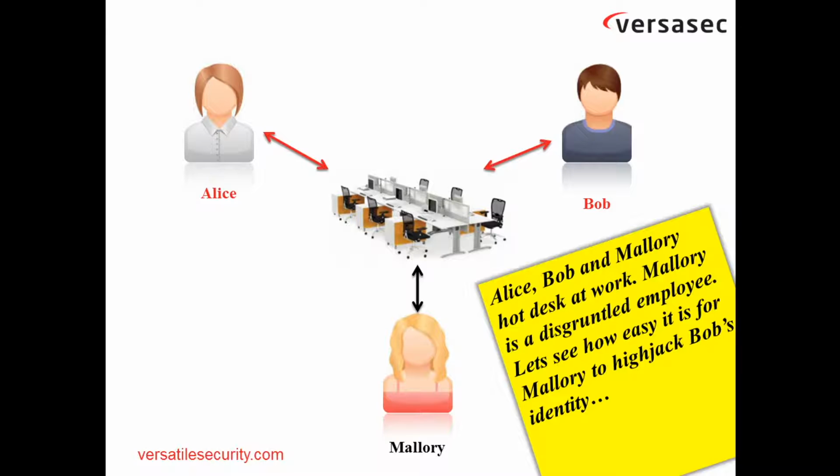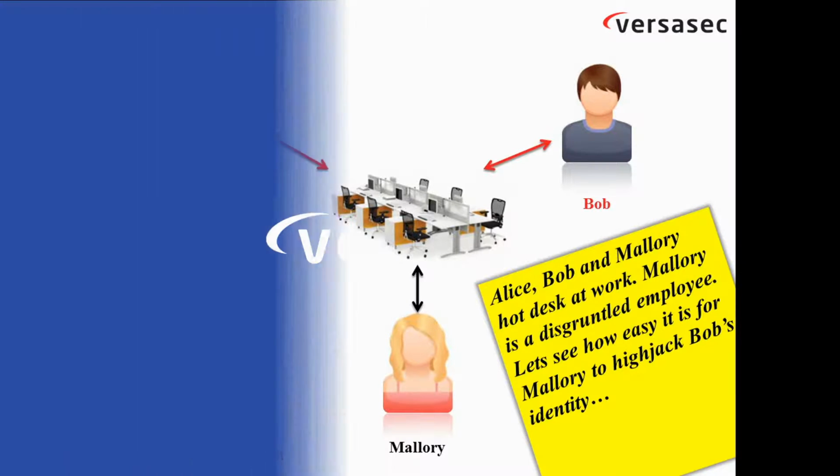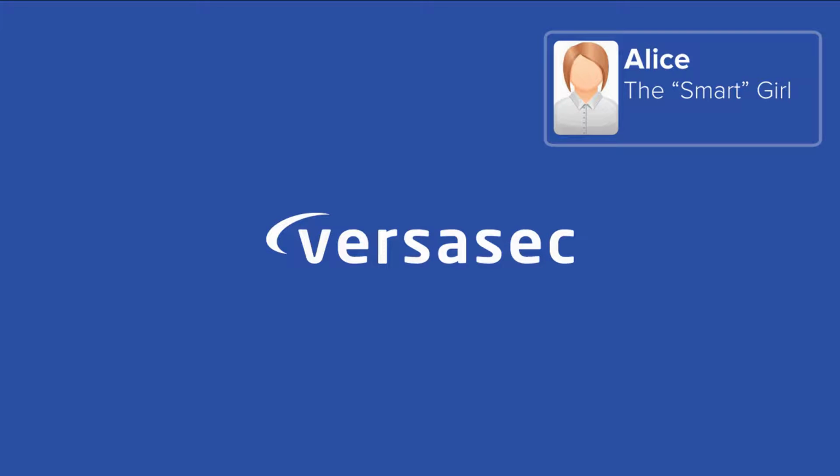Also, we will show that by using a strong two-factor authentication token, in this case a smart card, it will not be possible for Mallory to steal Alice's network identity credential.